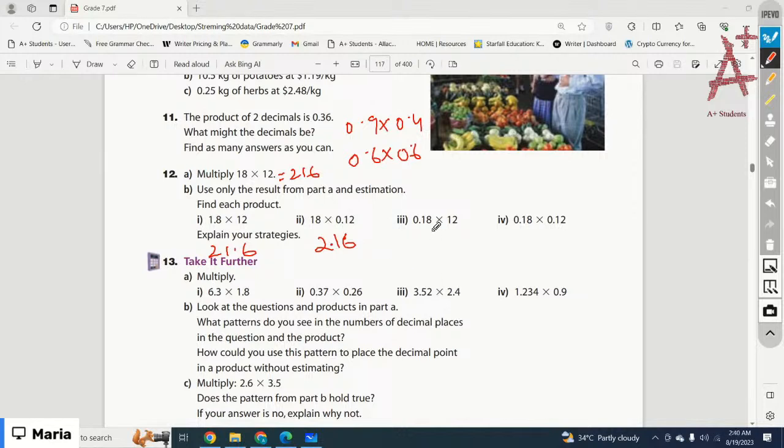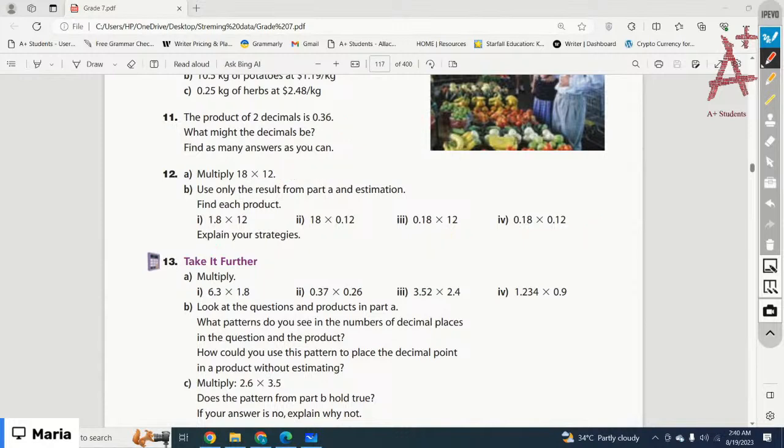Then you have 0.18. Again, you have the decimal point after two digits, so it would be 2.16. And here you have 1, 2, 3, 4 decimal places, so it would be 0.0216. All right.